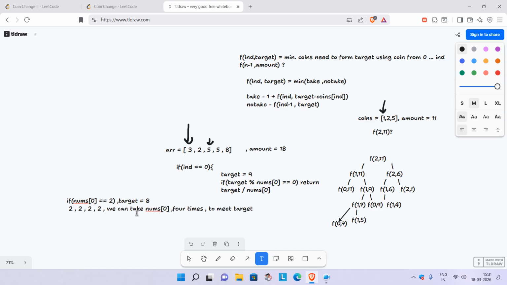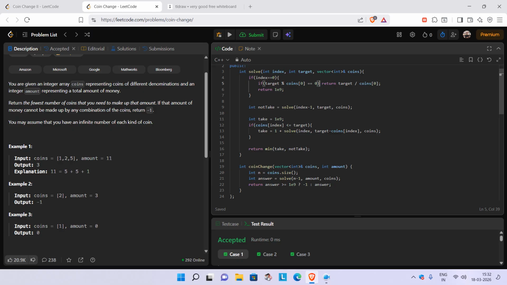So how do we get 4 times? It is nothing but the target divided by nums[0]. Now let's say a similar case is given, but the target value is 11. Now it is impossible to make 11: if you take 2, then 2, then 2, then 2, then 2, but 1 is remaining. In that case it is not possible, so we simply return infinity. This is the check for when we reach index equal to 0.